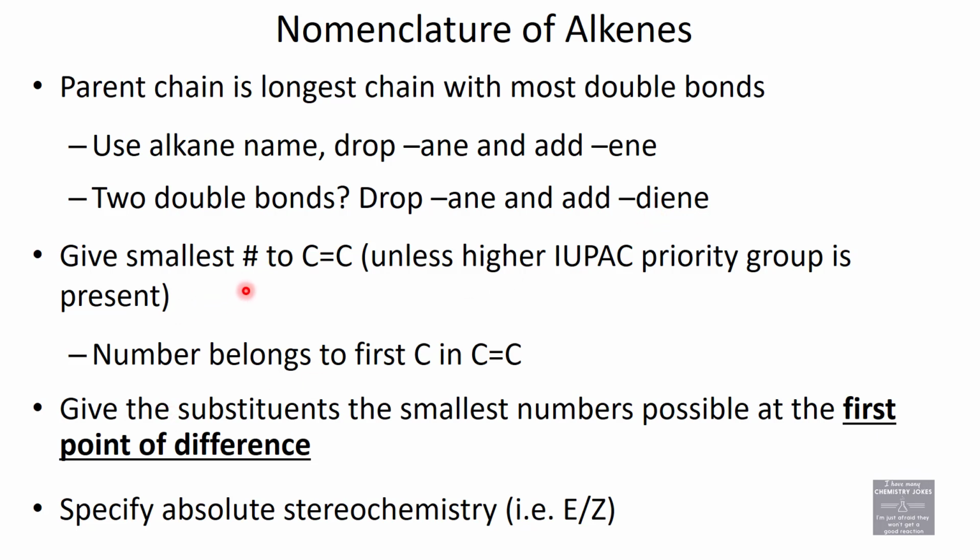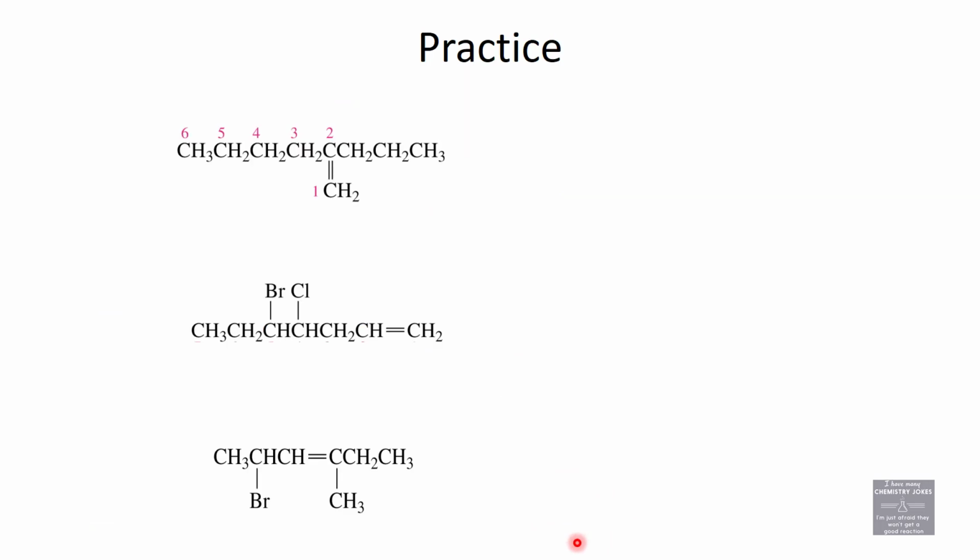Give the smallest number to the carbon-carbon double bond, unless a higher IUPAC priority group is present. So far to us, that means alcohols and amines. The number belongs to the first carbon in the alkene, because it needs to be numbered sequentially. Okay, we've already talked about E and Z, but we have not specified exactly how to name alkenes overall.